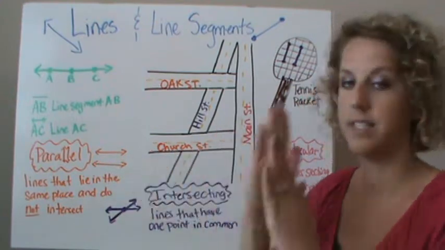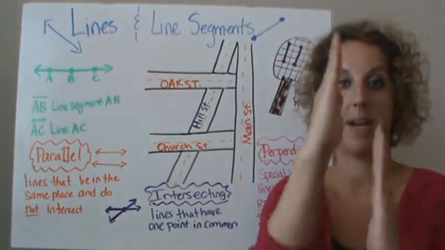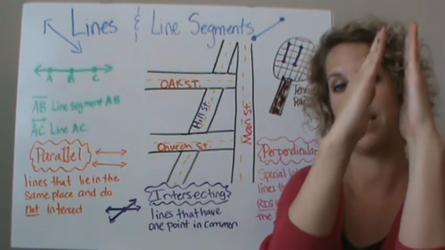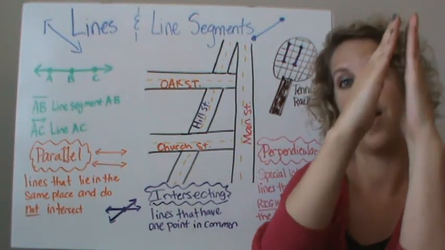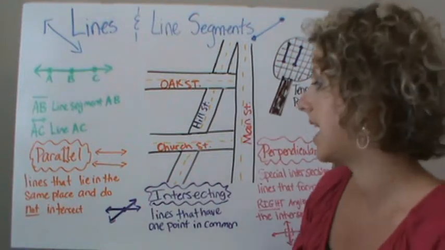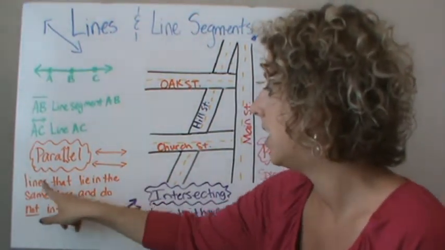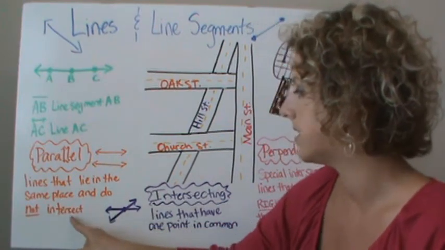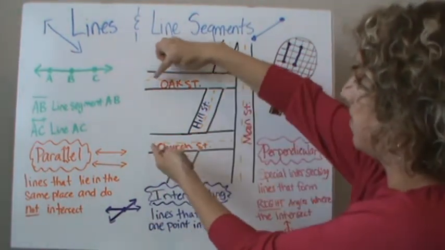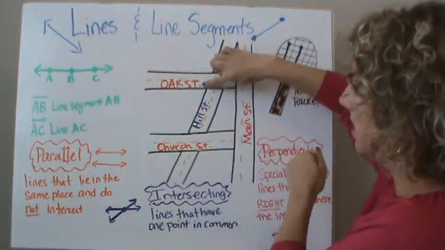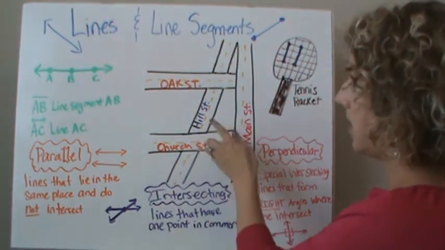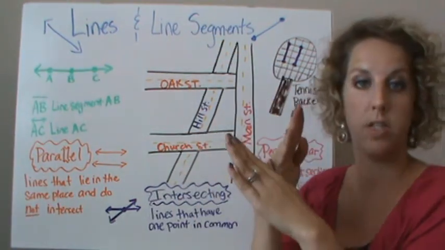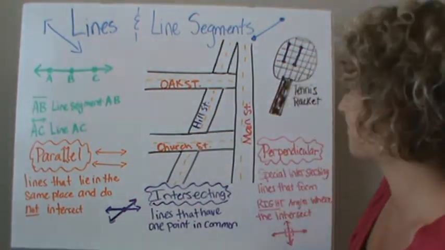So parallel lines, they go perfectly side by side and they never intersect. So it can't even be connected, it can't even be slanted a little bit, otherwise eventually it will intersect. So parallel lines are lines that lie in the same plane and do not intersect. If we were to look at an example, we can see Oak Street here and Church Street here are perfectly parallel. They will never cross over, they will never intersect.